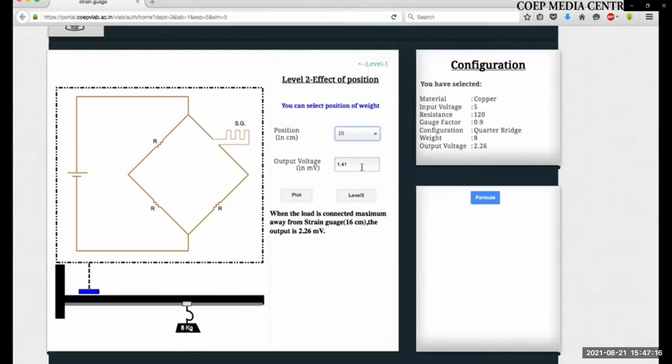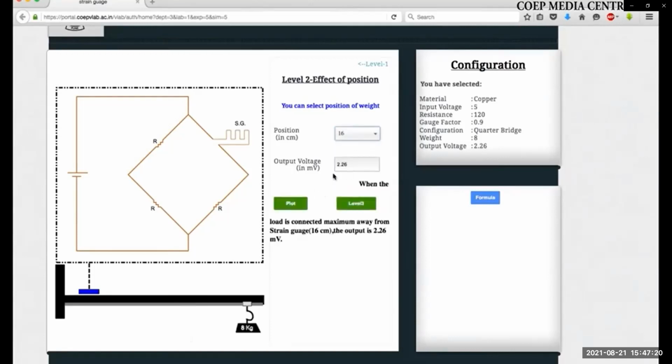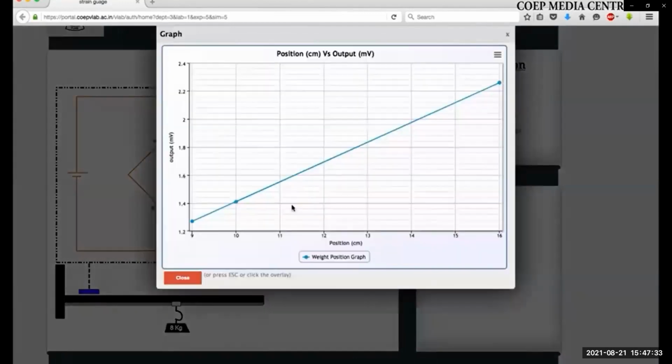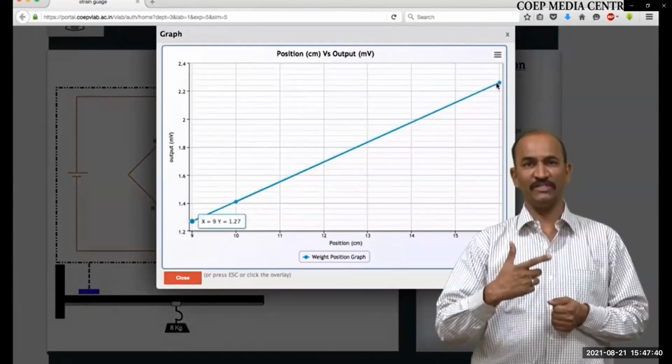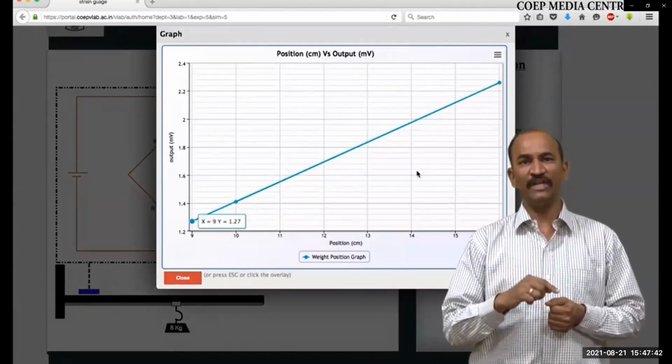The output will become 1.41. As you go on changing these values, you will find the output will go on changing. So if you add here 9, the output voltage in millivolt will become 1.27. You can plot a graph. The graph will indicate how the output of the strain gauge is changing according to position, without changing the weight.